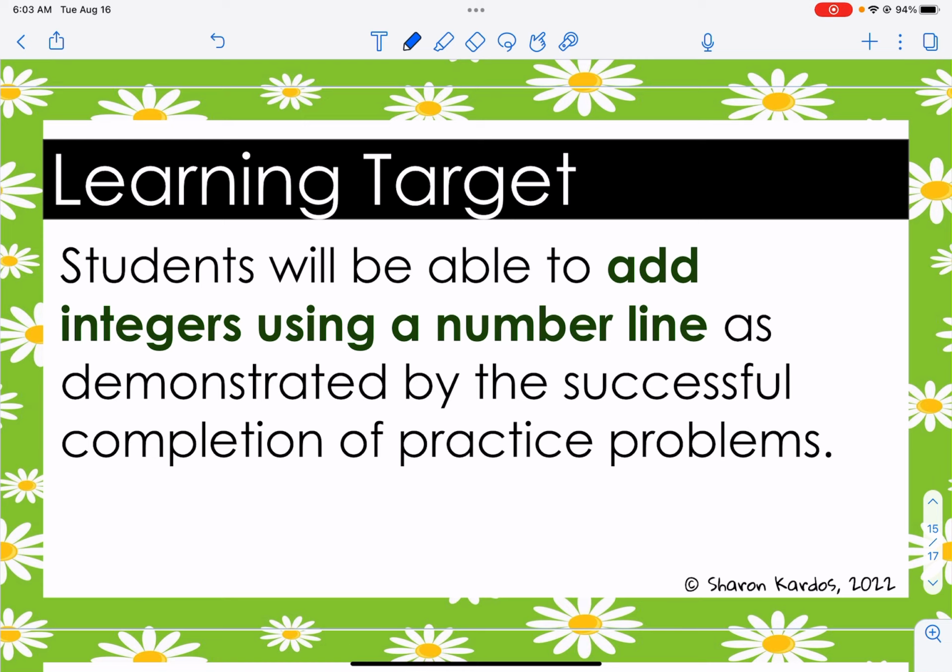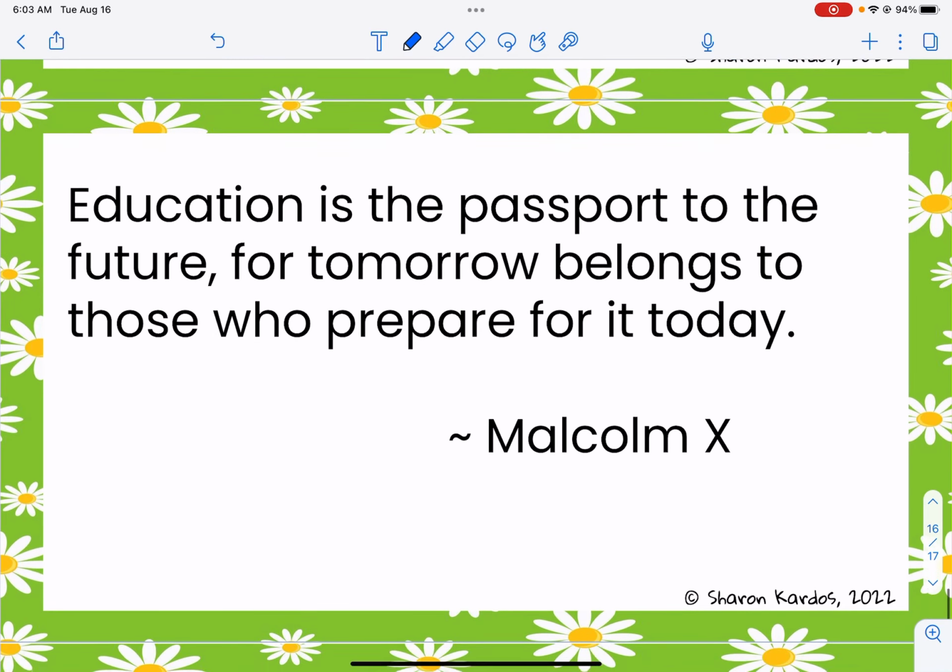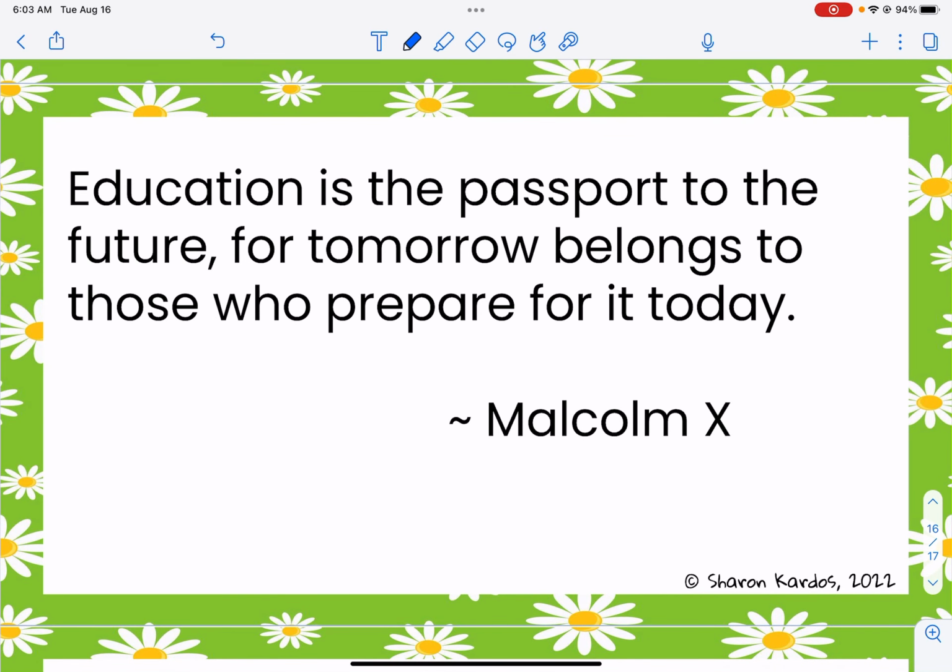So let's check our learning target for the day. Were we able to add integers using a number line? Absolutely. And here's our quote for the day just to motivate us as we move on. Education is the passport to the future, for tomorrow belongs to those who prepare for it today. And that quote is from Malcolm X. And if you're watching this video, you're definitely preparing.